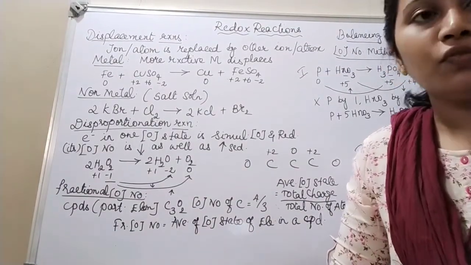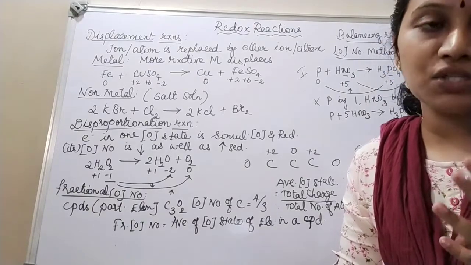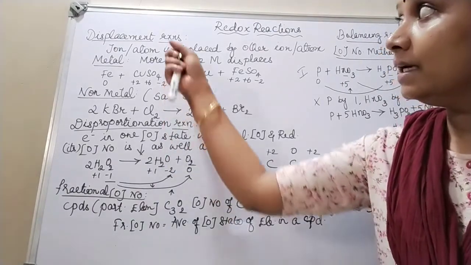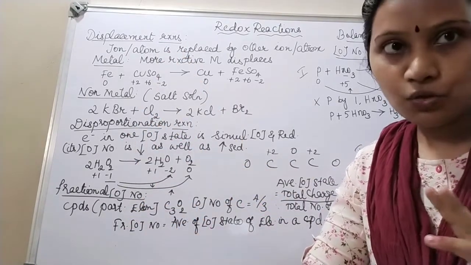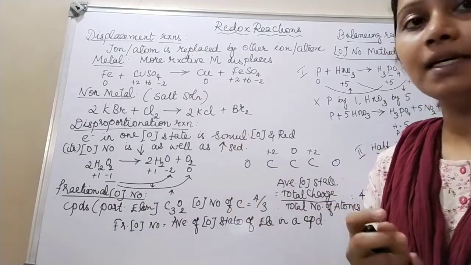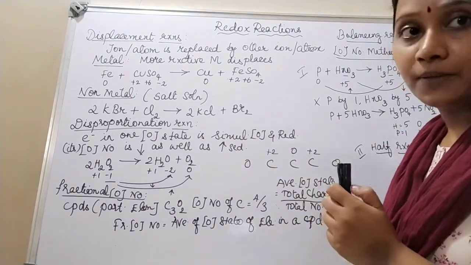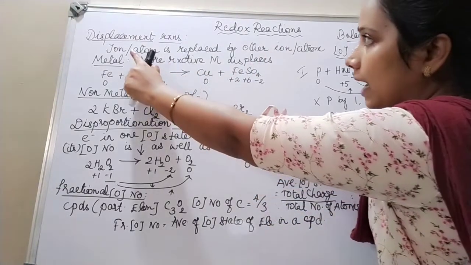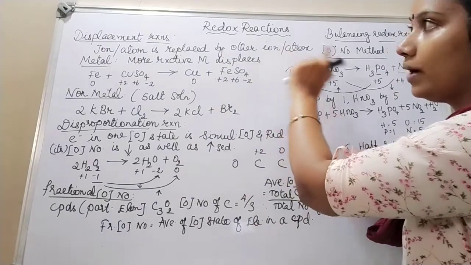Moving to the types of redox reaction, we have four types: combination reaction, decomposition reaction, displacement reaction and disproportionation reaction. The first two we have seen. Moving to the third reaction, that is displacement reaction. So what is displacement reaction? In displacement reaction, an ion or atom is replaced by another ion or atom.